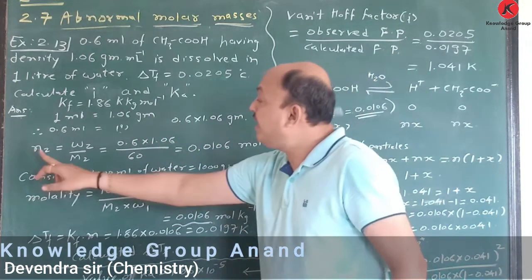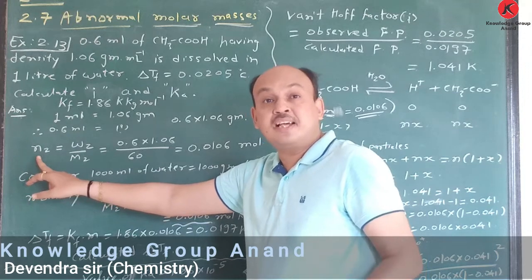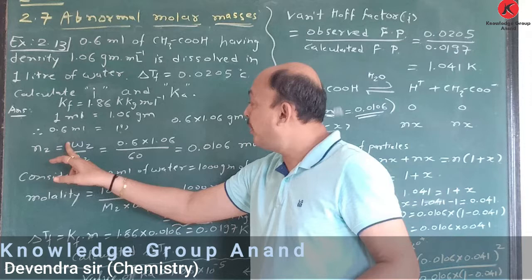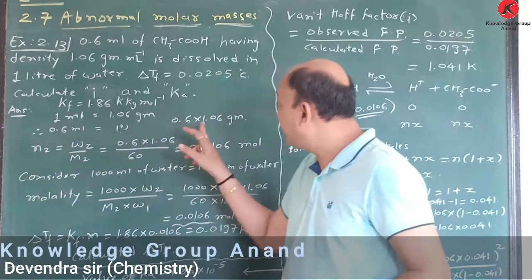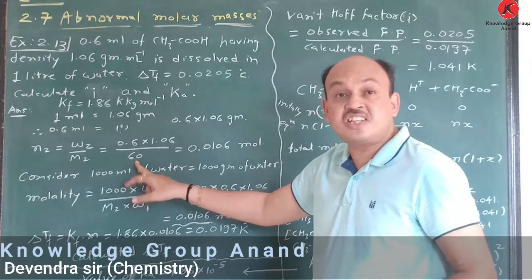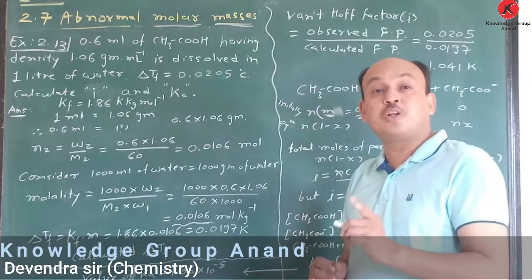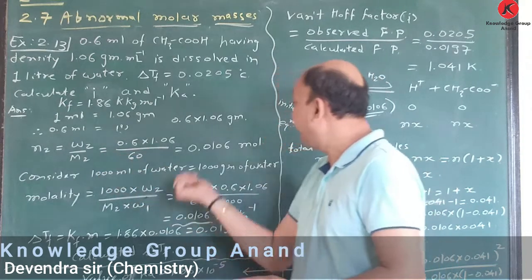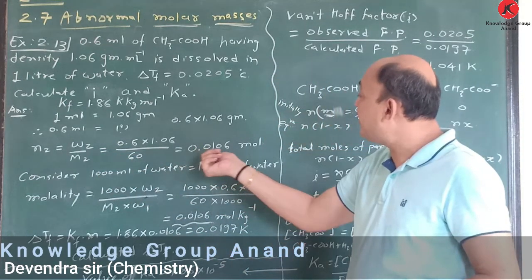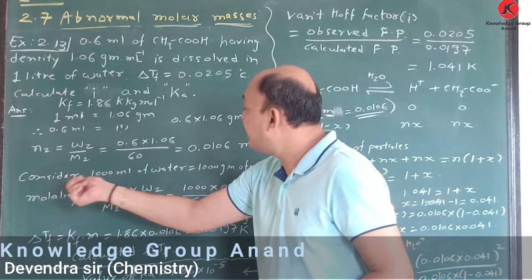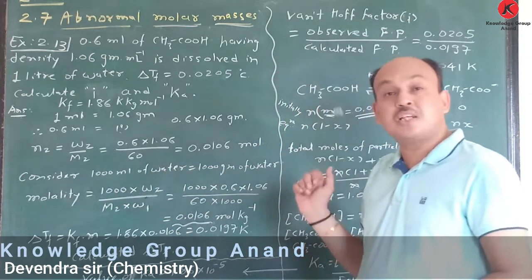Now n2 is nothing but the moles of solute, and that is acetic acid. W2 divided by M2. W2 we already know, 0.6 into 1.06 divided by 60. 60 is the molar mass of acetic acid. If you calculate, then you get 0.0106 mole. So this n2 is nothing but 0.0106 mole. Here you see, consider 1000 ml of water is equal to 1000 gram of water.